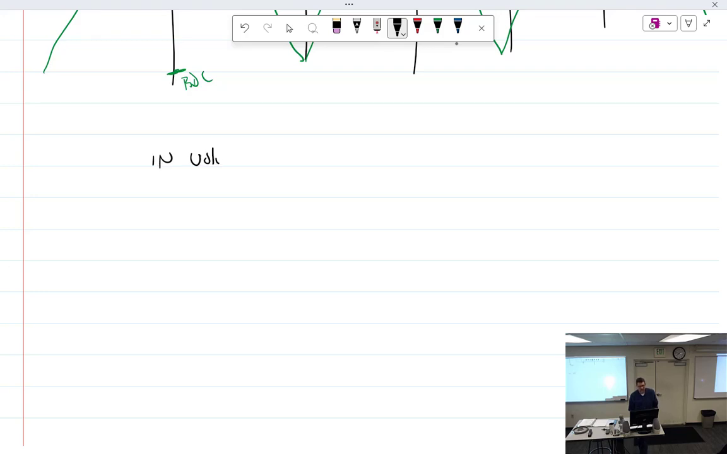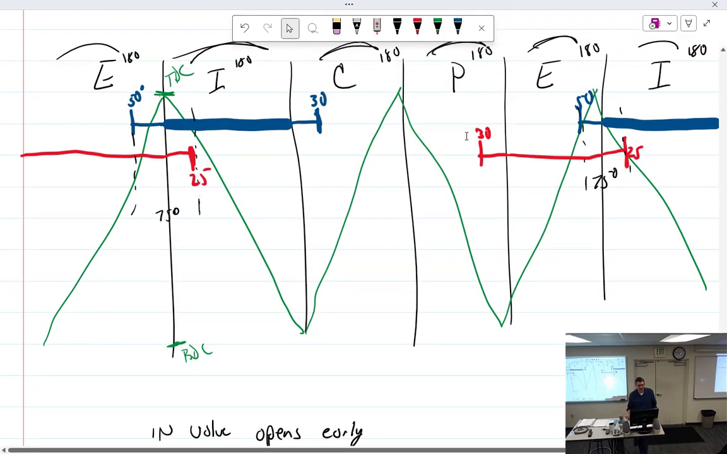Intake valve. Let me see. Opens early. I don't know if I can do each one. All right. Let me just go through this and I'll figure out how to write it.